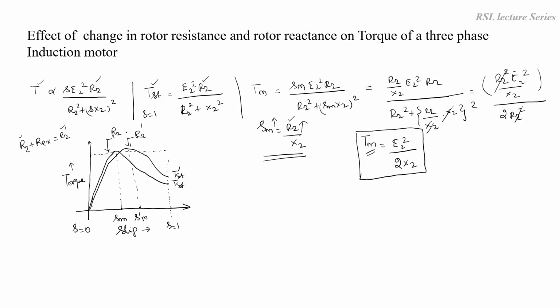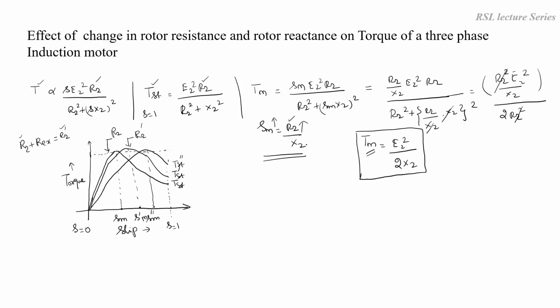If we further increase this R2 dash to R2 double dash, again this curve will be parallel, and the slip corresponding to maximum torque will become Sm double dash, and the starting torque will become TST double dash. So these are the changes that will occur in the torque slip characteristics when the resistance value is changed.